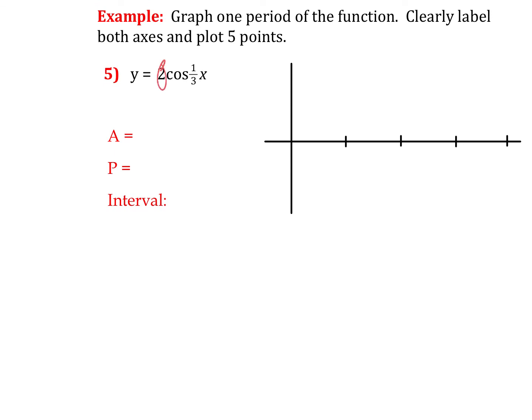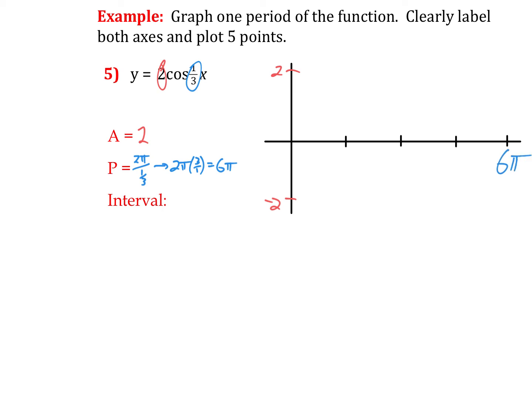So number 5, we have 2 cosine 1/3 x. So our amplitude is 2. Don't have to do much thinking there. The period comes from this b value. So to figure out the period, I do 2 pi divided by 1/3. That's the same as saying 2 pi times 3 over 1, which is 6 pi. So I'm going to end at 6 pi.